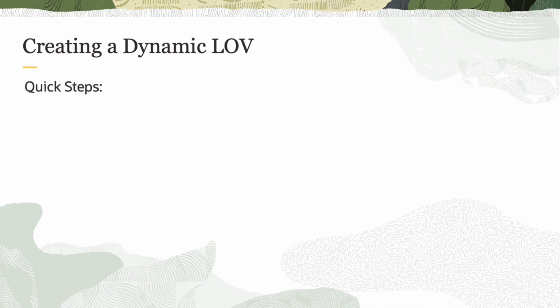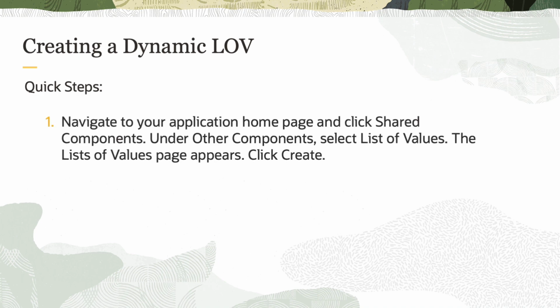Now let us move on to review the quick steps involved in creating a dynamic LOV. First, you navigate to the application homepage and navigate to Shared Components. Under Other Components, select List of Values. The List of Value page appears. Click Create. Specify the source, name and type. The difference between dynamic and static LOV is that for type you select dynamic while creating a dynamic LOV.